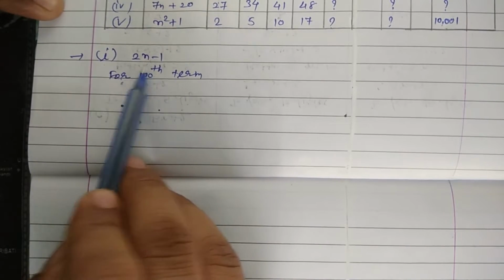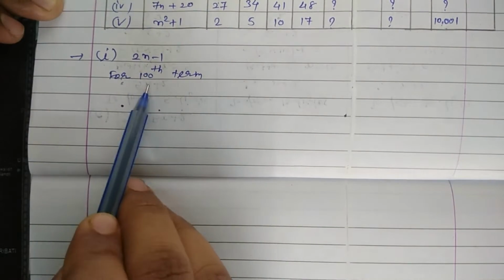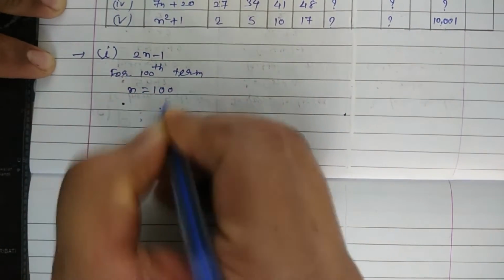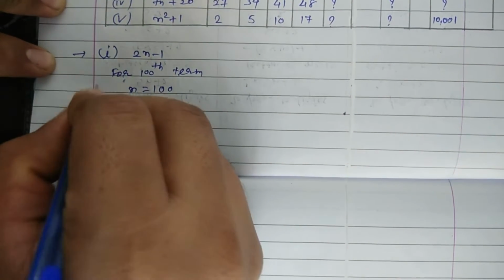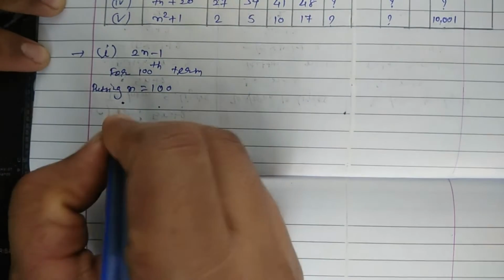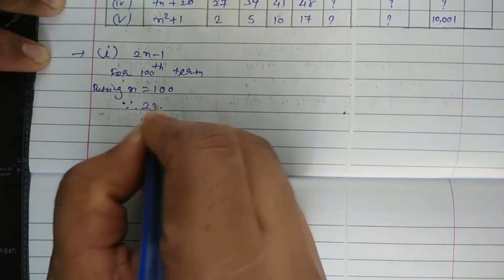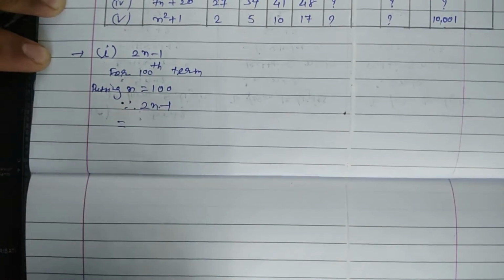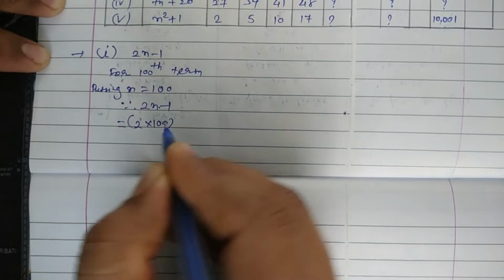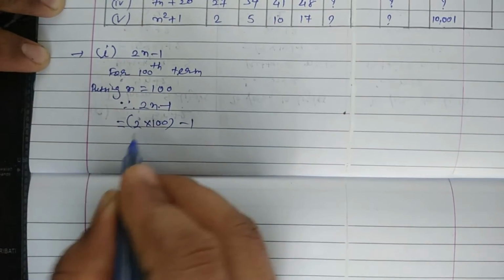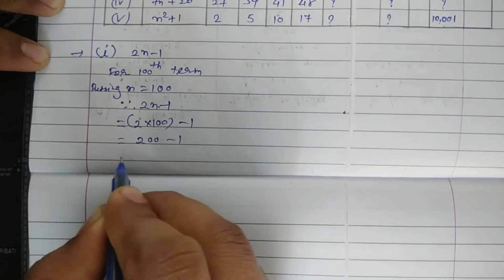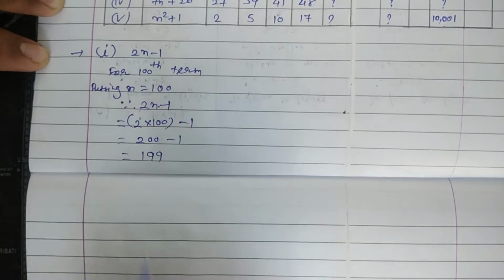Number 1 expression is given, 2n minus 1, and we have to find the 100th term. The 100th term means n is equal to 100. So here we will write, putting n is equal to 100, our expression 2n minus 1 is equal to, instead of n we write 100, that is 2 multiplied by 100 in brackets minus 1. 2 multiplied by 100 is 200 minus 1, that is equal to 199.